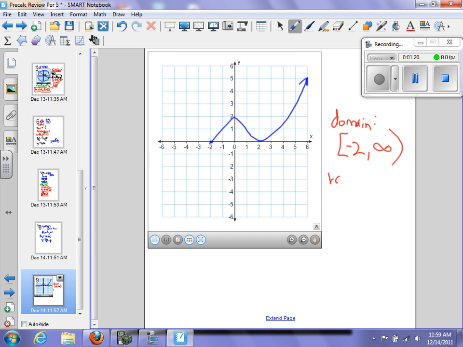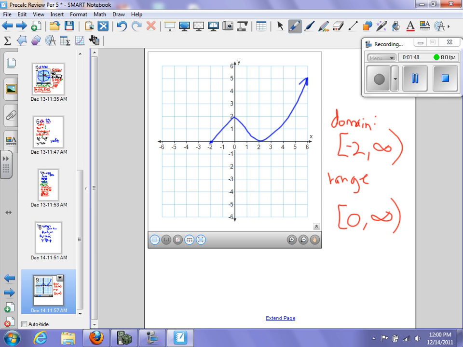The range, well, it looks to me like my lowest value is at 0. I don't get any lower than 0. So, and it includes 0 for y values. I'm looking at y values for the range. Okay. So I go to 0, and again, it goes off up to infinity. So [0, infinity) is the range.